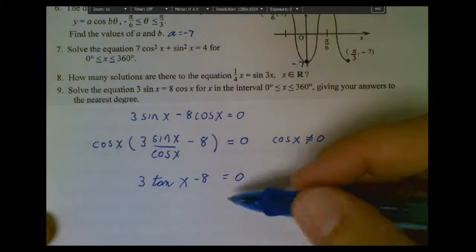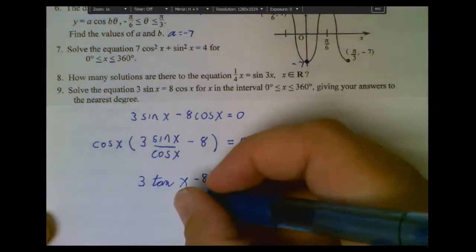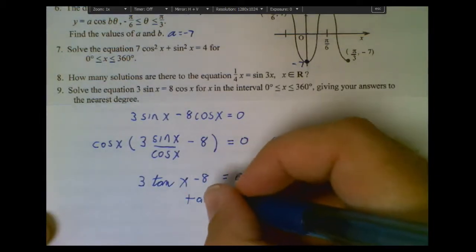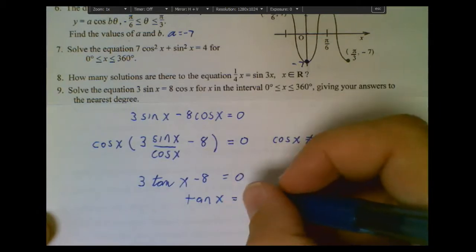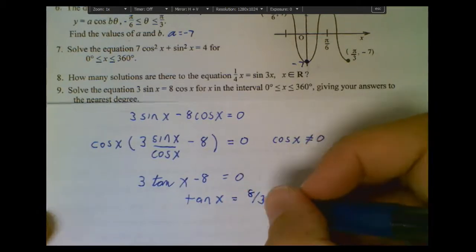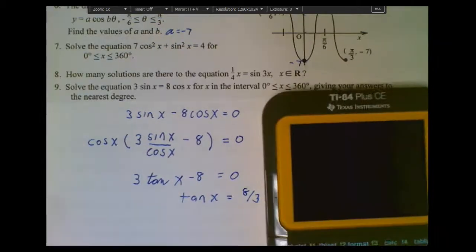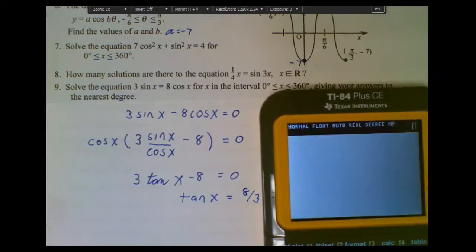Now if I just start solving this algebraically, add the 8, divide by 3, and we want to know the tangent of what angle is equal to 8/3. So here's where we go to the calculator. I'm looking for an angle, so we use the inverse function. So the inverse tangent of 8/3 gives me 69.4.